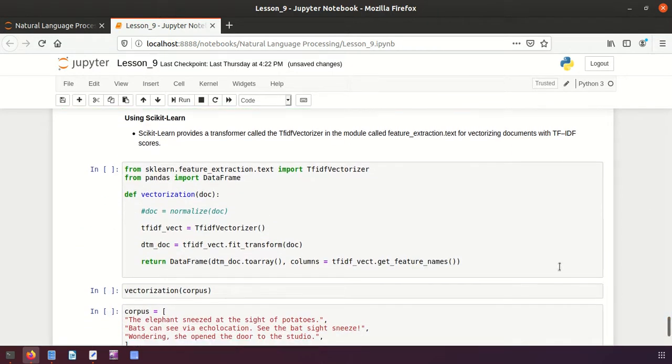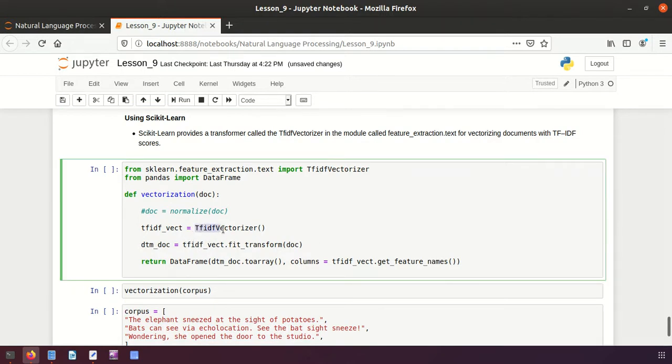Now if you are using scikit-learn, what we have to do is create an object, instantiating TfidfVectorizer, right? So vectorization, the document comes here. If you want to normalize it, you can apply normalization also. Then I'm creating an object, tfidf_vectorizer equals TfidfVectorizer instantiation, and then the document term matrix equals calling the function fit_transform, and then it will be returning a matrix for us.